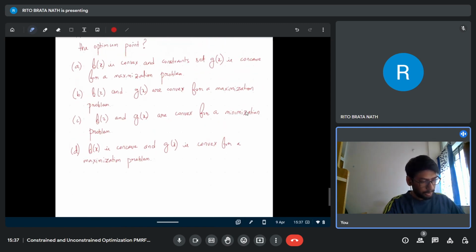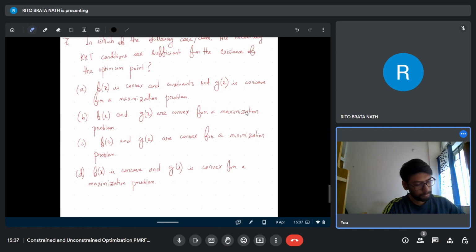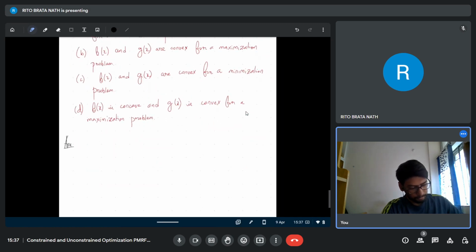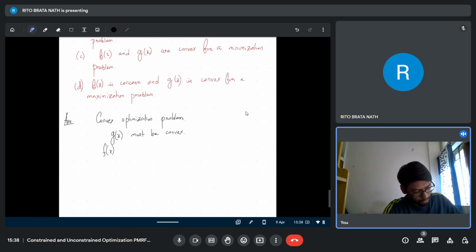So in this case, what you have to do is check that this should be a convex optimization problem, right? The answer is a convex optimization problem. So that means g(x) must be convex regardless of the problem. f(x) is convex for a minimization problem.